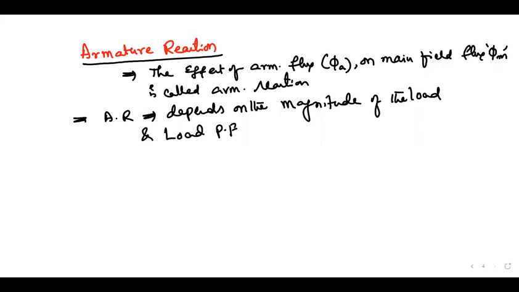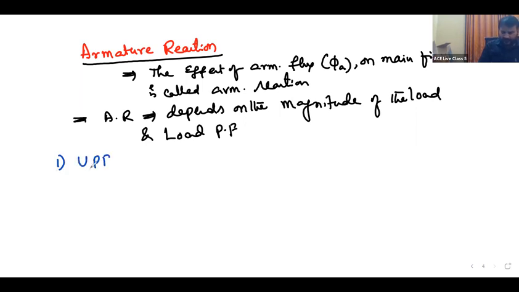First, let me take UPF, unity power factor. For unity power factor, I will explain first with phasor diagrams, and after that I will show with a physical diagram how exactly magnetization and demagnetization happen. First, let me show with the phasor diagram for easy understanding. This is UPF, and this is the main field flux.